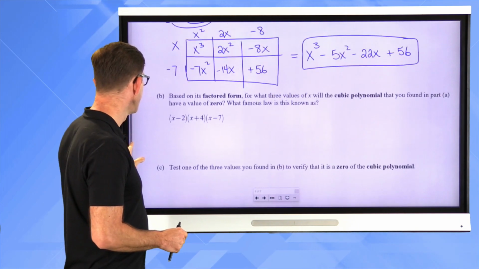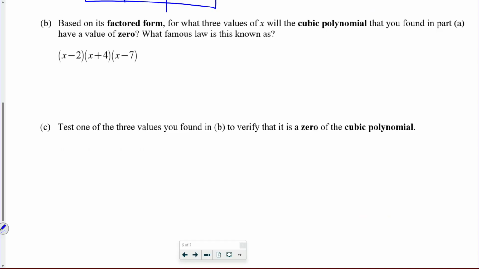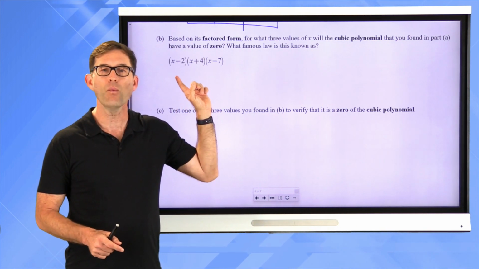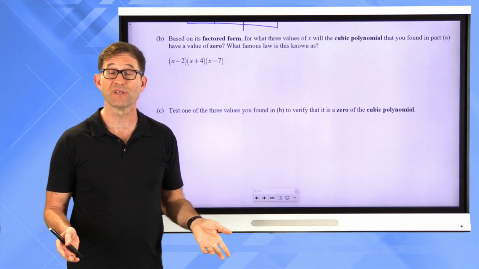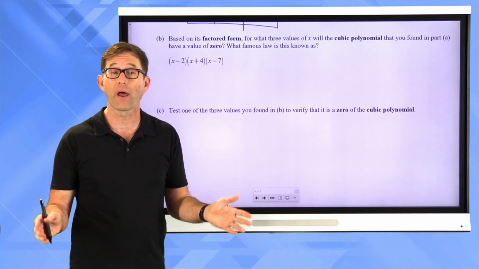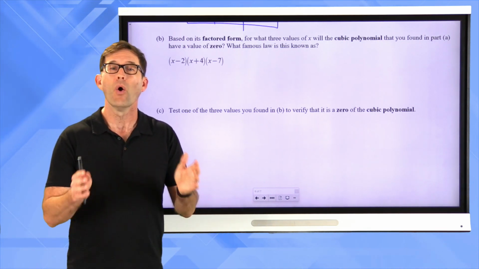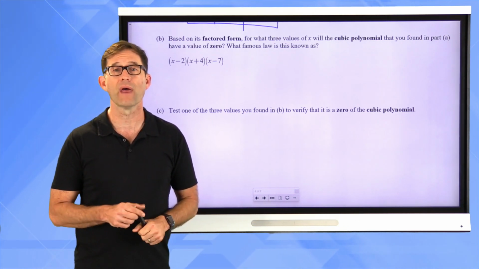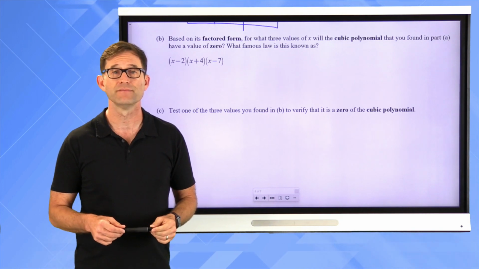All right. Now, letter B. Based on its factored form, for what three values of x will the cubic polynomial that you found in part A have a value of 0? What famous law is this known as? So in other words, what we talked about in the last problem was that if any one of these three factors is equal to 0, then the entire product would equal 0. All right? What three values of x will make that true? Pause the video now and see if you can figure that out.